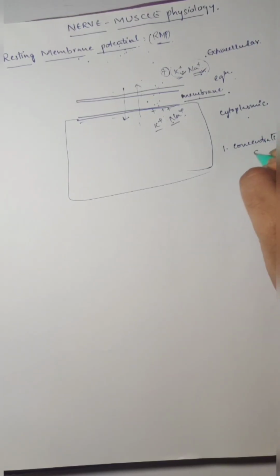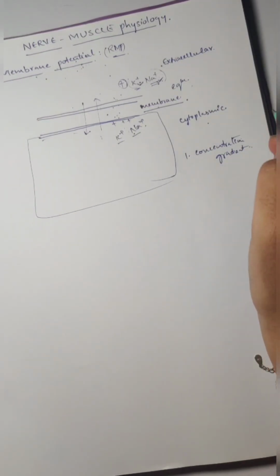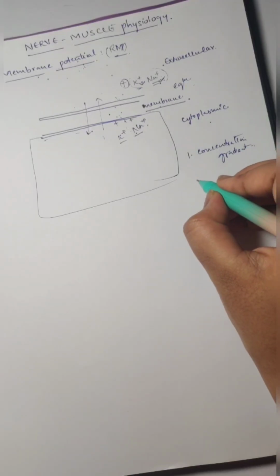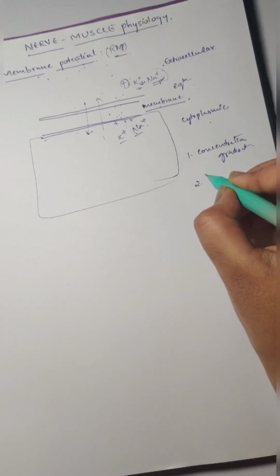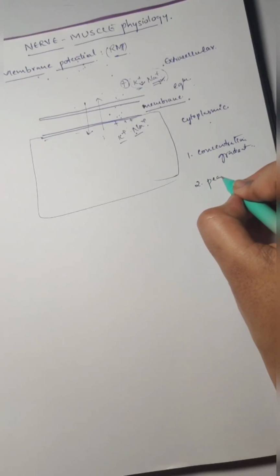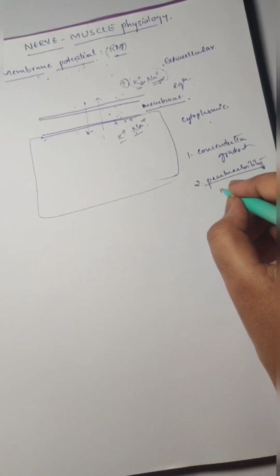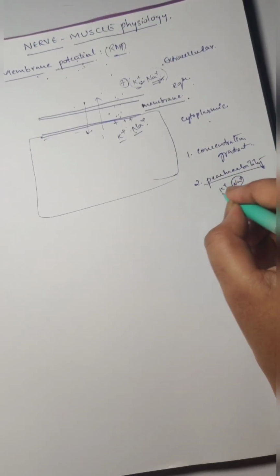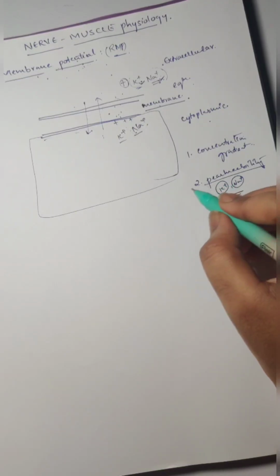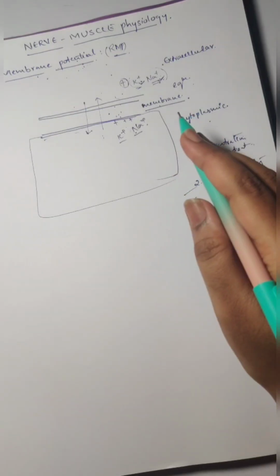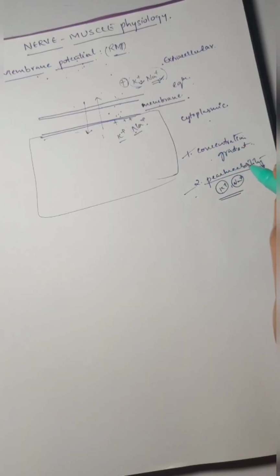What is this concentration gradient? And the second thing that the membrane must have in order to maintain this membrane potential is permeability. Since the potassium and sodium permeabilities of the membrane are high and we can easily calculate them, that's why we take sodium and potassium as one of the primary roles in making a membrane potential. The second thing is a concentration gradient.